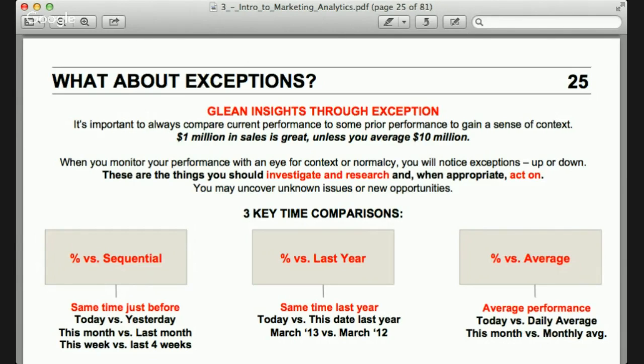So I want to do a quick activity. Actually, any quick questions on normalcy and exceptions and looking at the difference between time periods before we go? Yes.